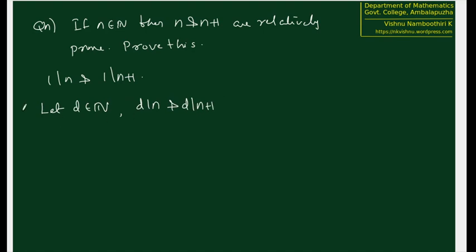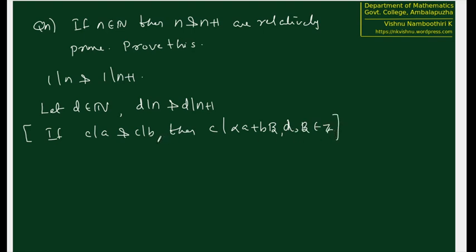If d divides n and d divides n plus 1, just recall the fact that if c divides a and c divides b, then c divides alpha a plus beta b for any integers alpha and beta. That means a common divisor of a and b will always divide any linear combination of a and b. So in the place of c we have d here, d dividing n and d dividing n plus 1. If we put alpha equal to minus 1 and beta equal to 1, then d divides minus 1 into n plus 1 into n plus 1. But what is this? This is n plus 1 minus n. So d divides 1.